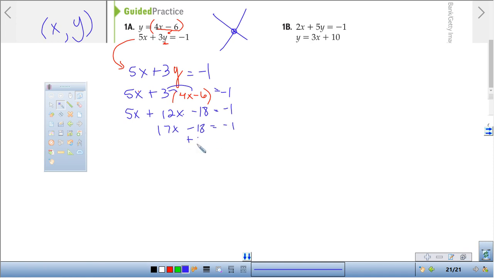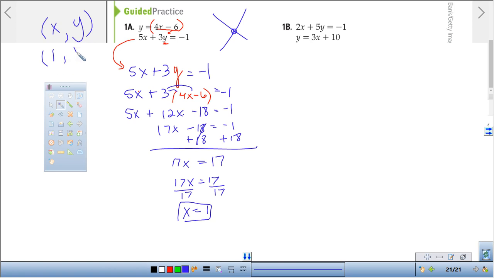I'm going to add 18. Add 18, cancel that here. 17x equals 17. Boom. Divide by 17. In my answer, I already know x is 1. I'm looking for my y.